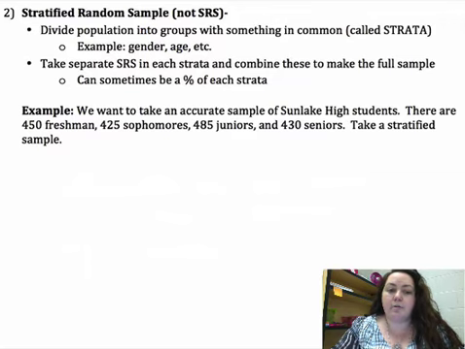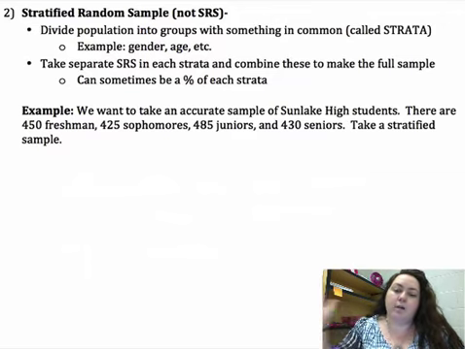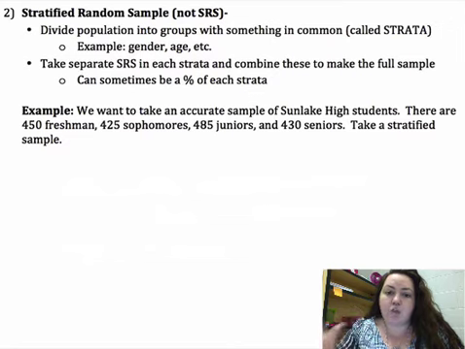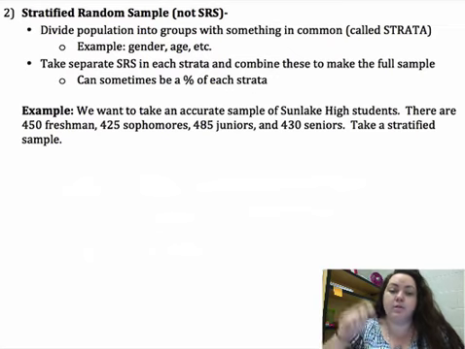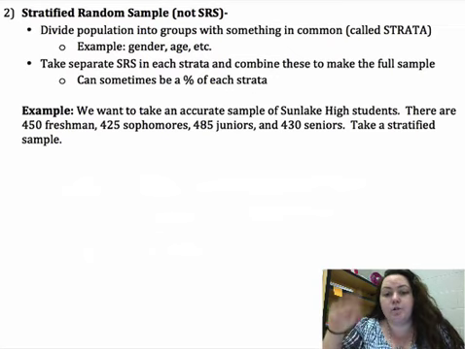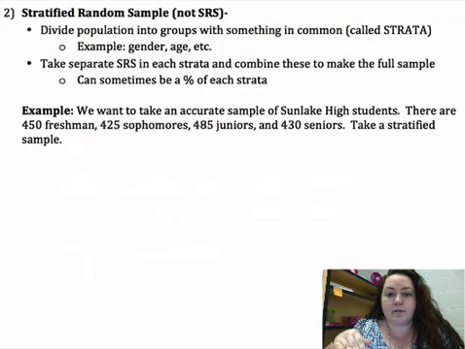Take a stratified sample. So I would break them into their groups by grade level. So those would be my strata, their grade level. And then I would take a simple random sample of freshmen, a simple random sample of sophomores, a simple random sample of juniors, and a simple random sample of seniors. And then sort of combine them somehow, maybe the average, whatever.